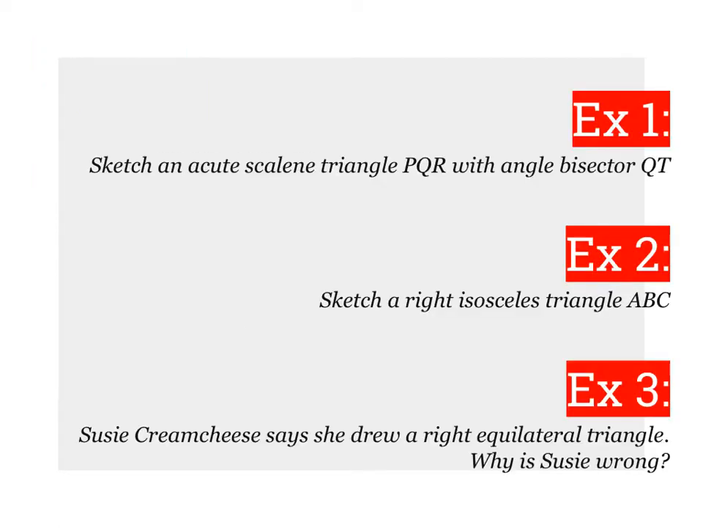All right, when I'm sketching this, I'm gonna do this one step at a time. So I'm asked to sketch an acute scalene triangle named PQR. So I'm gonna make all the angles less than 90 degrees, and I'm gonna make each side a different length. And then I'm naming it PQR.